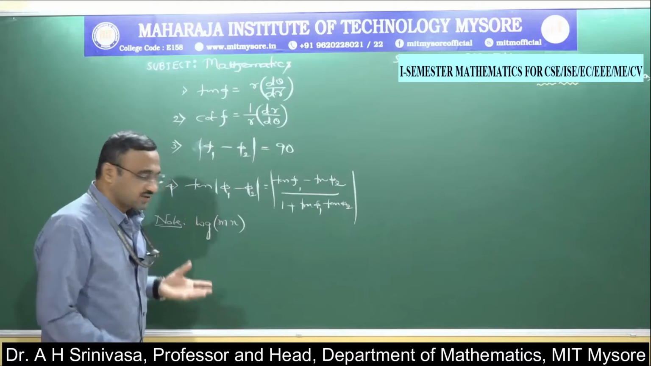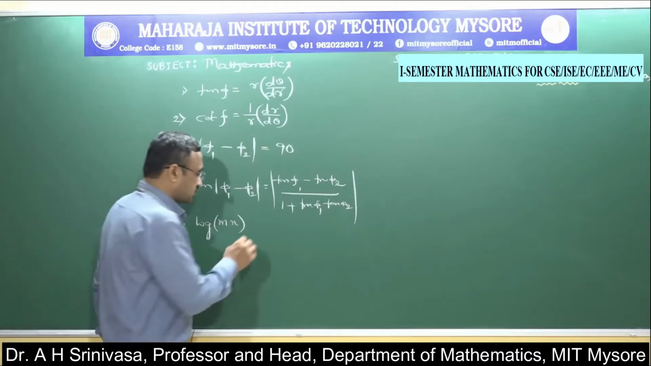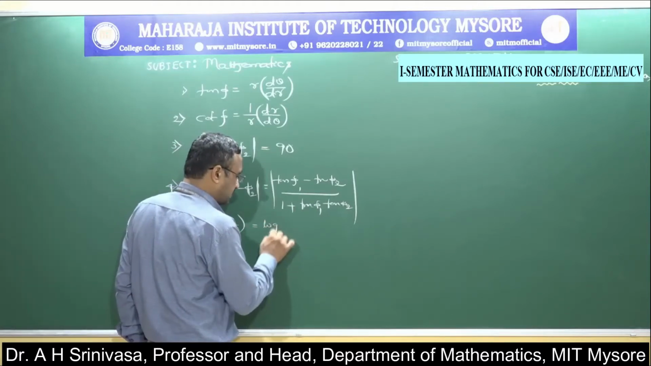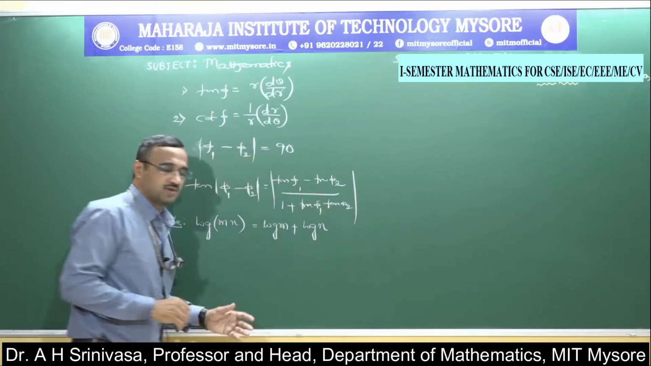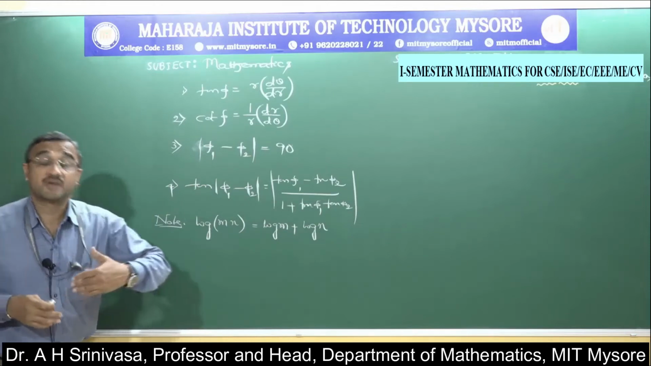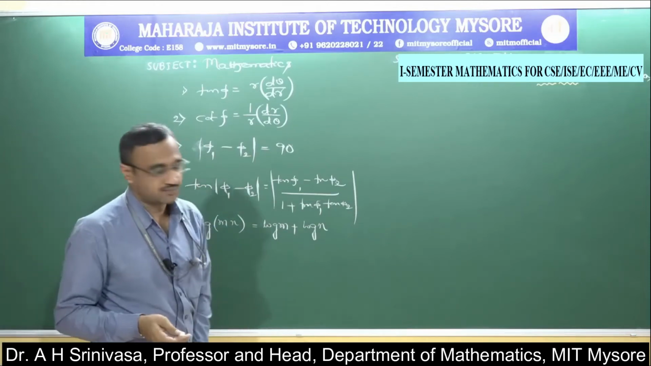If it is the logarithm of m into n, that means the product of two functions, you simply use this formula: log m plus log n. So this is the formula for the product of two functions. We have to make it in the form of an addition.